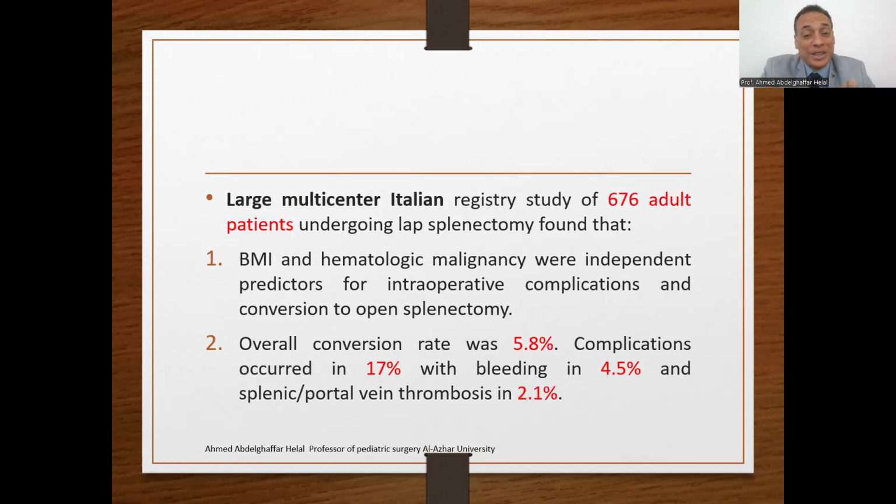And there is a large multicentric Italian registry study of about 676 adult patients undergoing laparoscopic splenectomy, finding that BMI and hematological malignancy were independent predictors for intraoperative complications and conversion to open. Also, the overall conversion rate in these papers was 5.8%, and complications occurred in 17%, with bleeding in 4.5% and splenic or portal vein thrombosis in 2.1%. So this is the debate related to the conversion to open splenectomy and its rate.